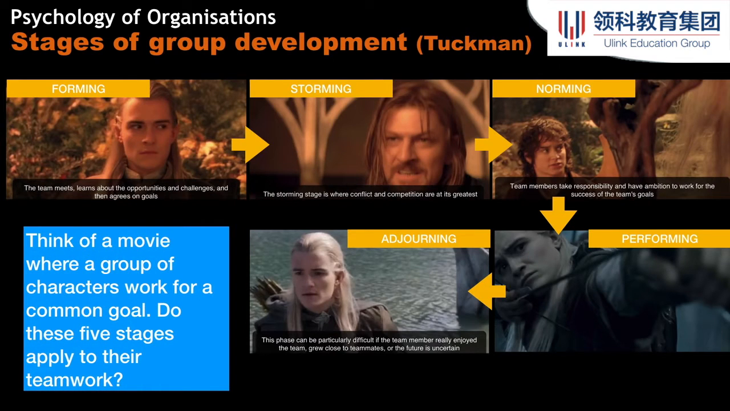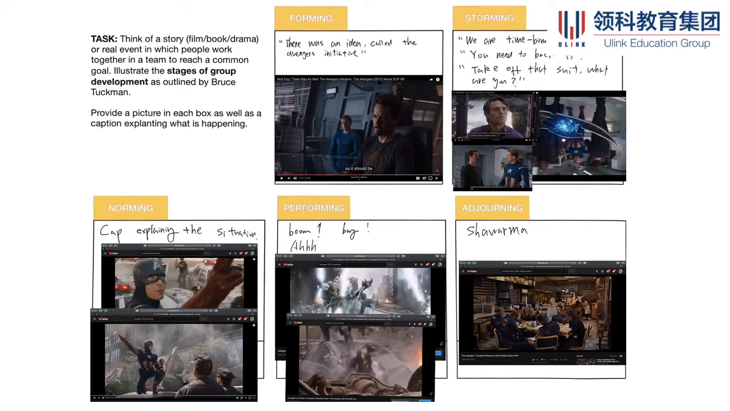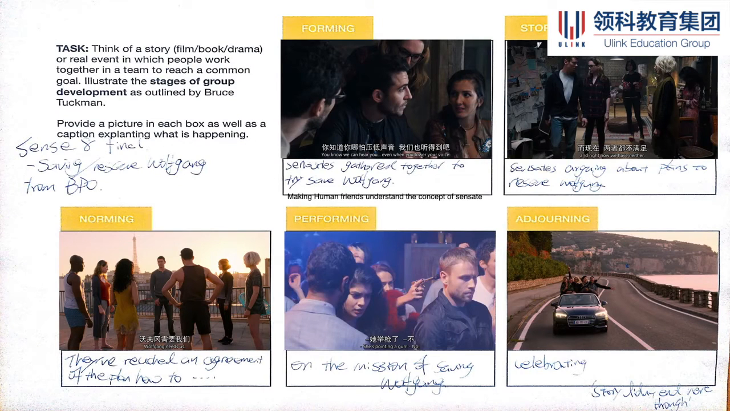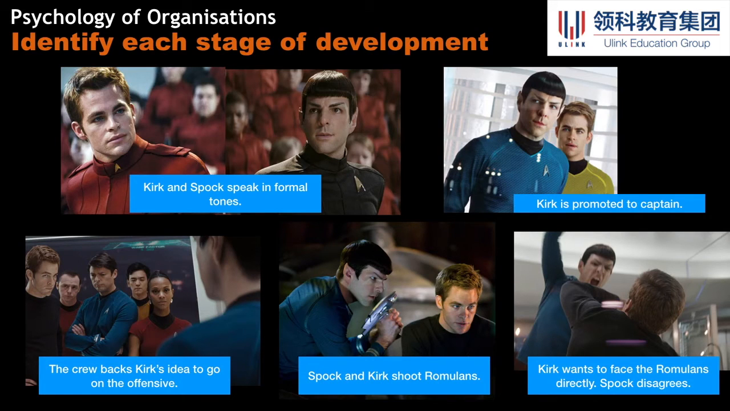And I had some students come up with their own examples, and it's amazing how many team-based films where people work together for a common goal, this 5-stage development plan works out for. So here we have it. One student submitted his assessment of the forming, storming, norming, and performing and adjourning stage of the Avengers. Here we have the same thing for Twilight, Sense8, and because I cannot resist, I did my own with Star Trek.